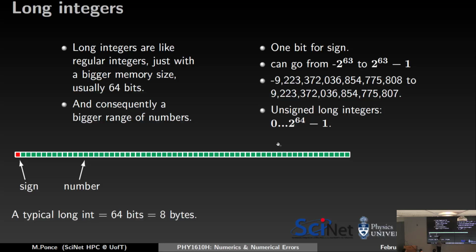Or if you are using unsigned long integers, and actually that's the reason why many languages allow you to define unsigned types of variables, because then you have a larger range, right? And again, the structure of these types of variables is the same: 1 bit for the sign, and then the remaining 63 for storing the zeros and 1 in powers of 2 to get the representation.